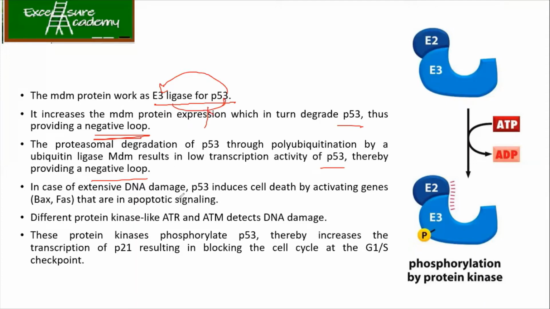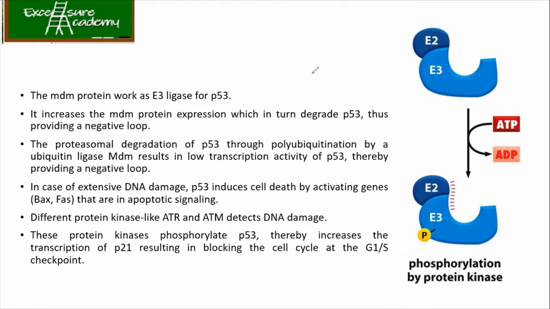So in case of extensive DNA damage, P53 induces cell death by activating genes like BAX that are apoptotic signaling. So BAX genes are meant for giving the apoptosis signal. Okay. So if in case the DNA is not repaired, then the cell should undergo apoptosis. Okay, so different protein kinases like ATR, ATM detect DNA damage. This we have discussed. And these protein kinases phosphorylate P53, increasing the transcription of P21, resulting in blocking the cell at G1 as checkpoint. Clear?